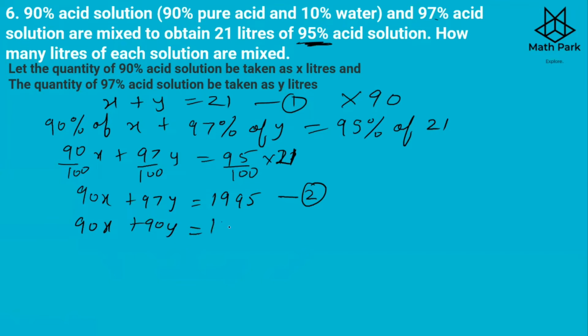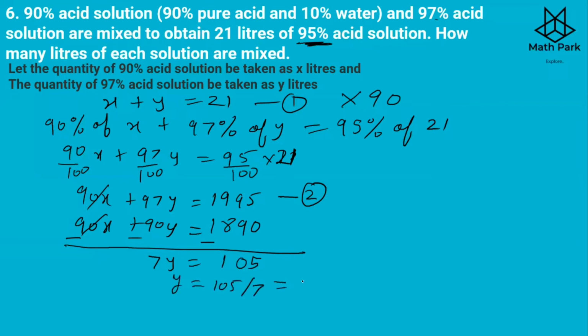We get 1890. Okay, let us solve this. We'll have to subtract to eliminate x. So we get this cancelled. 97y minus 90y is 7y, equal to 1995 minus 1890, which is 105. So y is equal to 105 divided by 7, which is 15. Okay, so we got the value of y as 15.